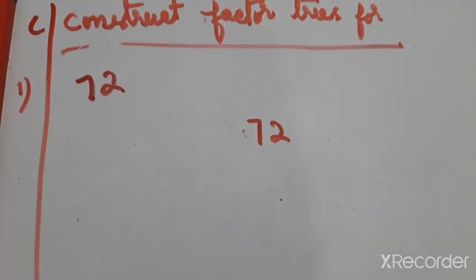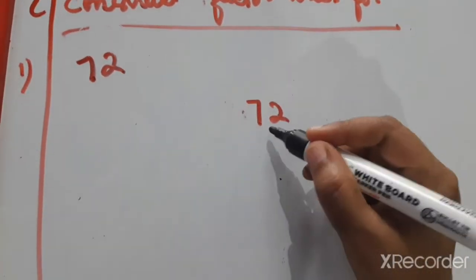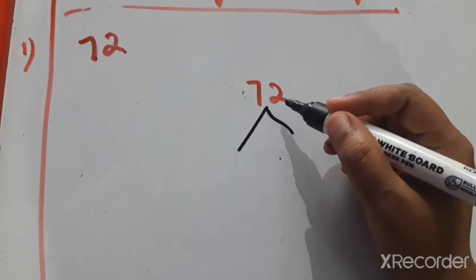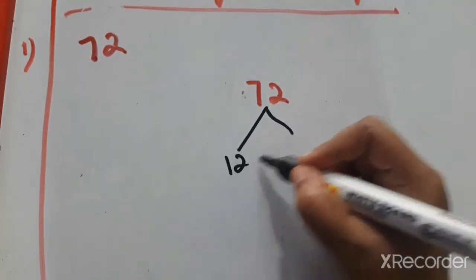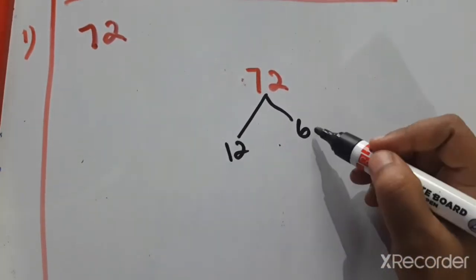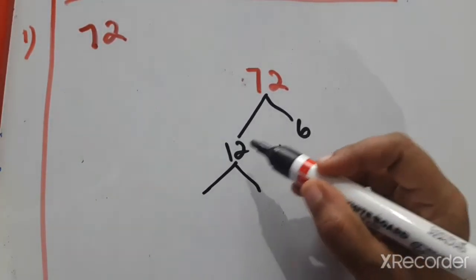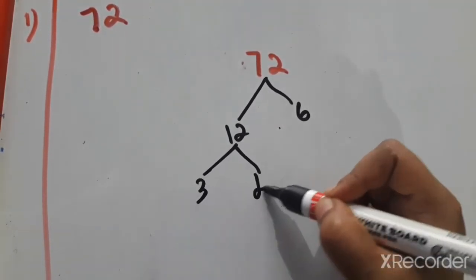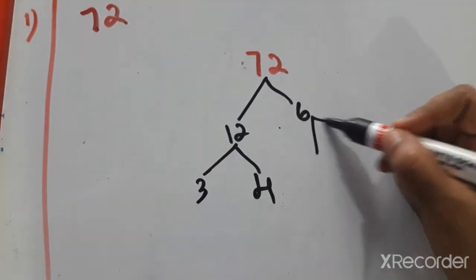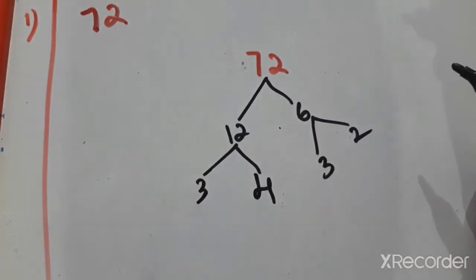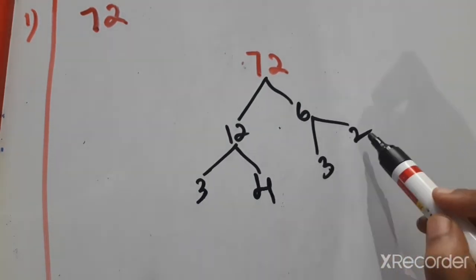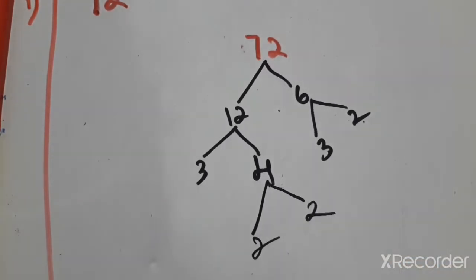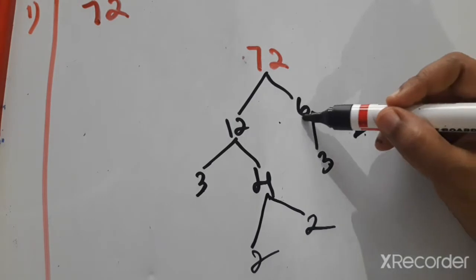Now next is construct a factor tree for 72. 72 means in which table? Split the number. Factors of 72 are 12 and 6, 12 6s are 72. Both are composite numbers. Again find the factors of 12. Factors of 12 means 3 4s are 12. Then find the factors of 6. 3 2s are 6. Okay, this is a prime number, prime number, prime number. 4 is a composite number. Again find the factors. 2 2s are 4. These are factors, children.